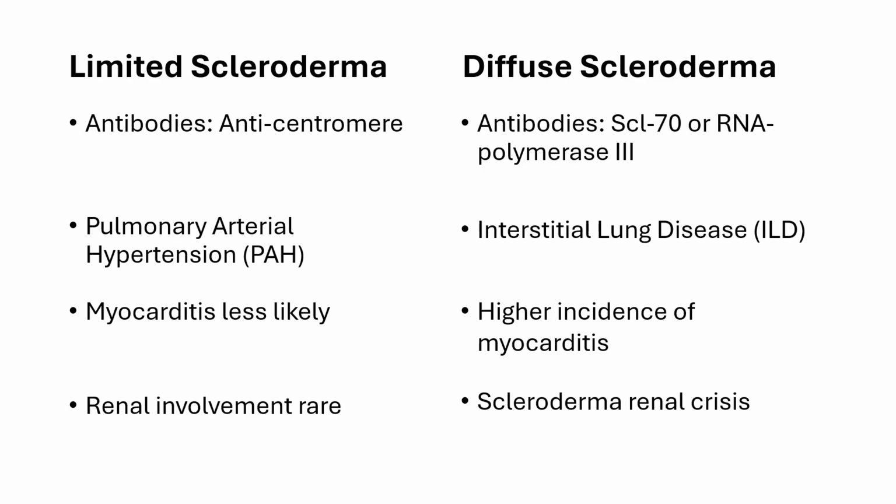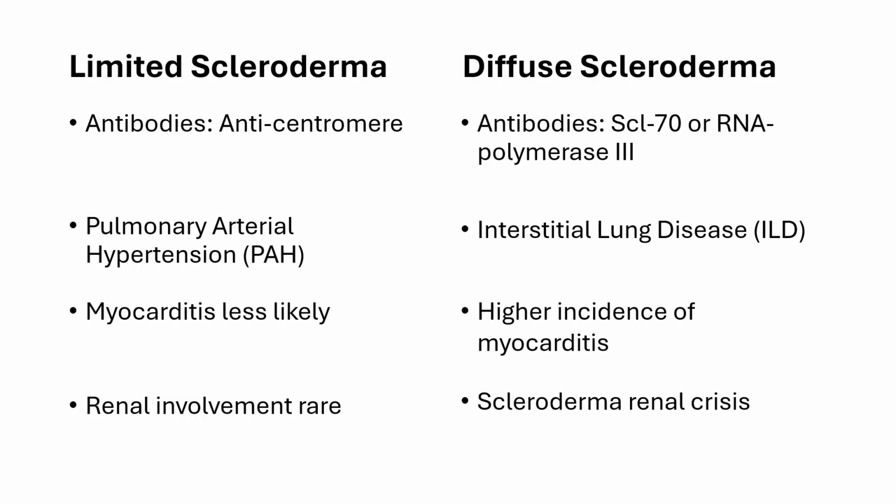This is often one of the biggest sources of morbidity and mortality in patients with scleroderma. Interestingly, though, the different disease types tend to have different lung manifestations. And as you can see, limited scleroderma more commonly has pulmonary arterial hypertension, whereas diffuse scleroderma more commonly has interstitial lung disease. Limited scleroderma is a less aggressive disease in most cases. They're less likely to have myocarditis or renal involvement, whereas diffuse scleroderma has a higher incidence of myocarditis.